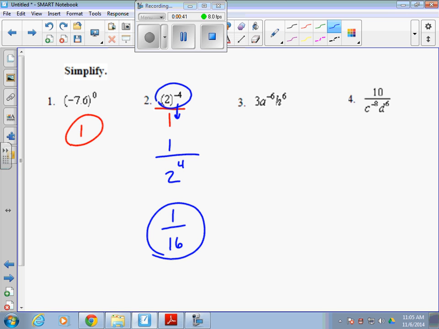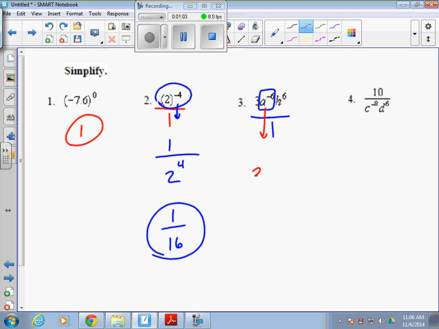3a to the negative 6, h to the 6. It doesn't matter if that's a, h, or b. I'm not sure what that was supposed to be. Let's say it's h for now. The only thing right here, though, that is being raised to a negative exponent is a. So everything's over 1. So the only thing that has to go down is a to the negative 6.